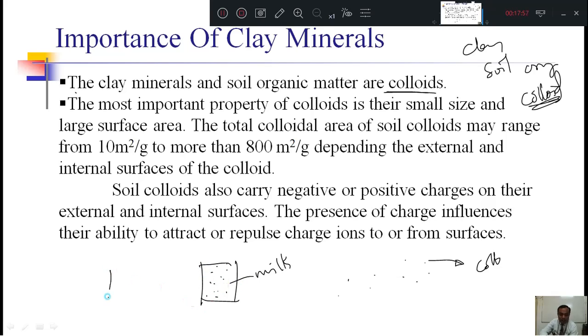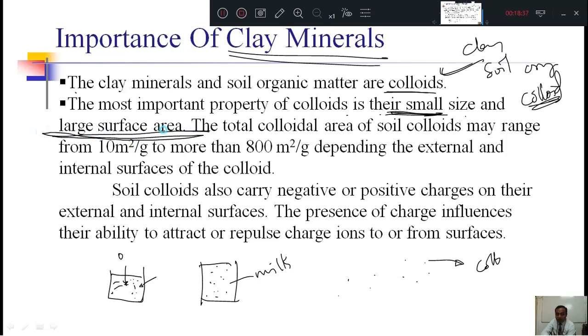No, you cannot see. Take a glass of water and put one drop of ink into the water. That ink will spread. Can you see each and every individual particle of ink? You cannot see, because the ink particles are colloidal in nature. Like that, clay minerals and soil organics are colloidal in nature. Therefore, the clay mineralogy that we are studying is very important. Then the most important property of colloids is their small size, and therefore the surface area will be large.